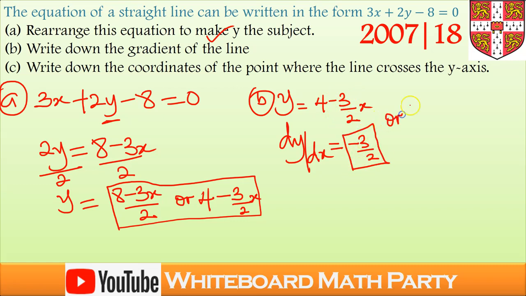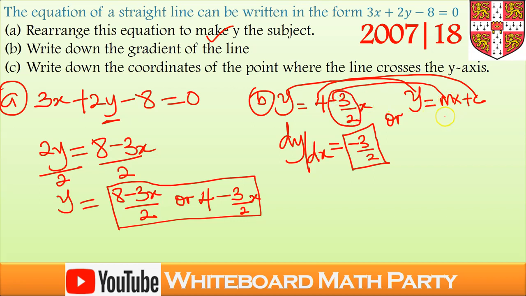Or you can also use the normal equation of a straight line, y is equal to mx plus c. In that case, you will see that this y represents our y here, our c, which is the constant, represents 4, while the mx, the m is the coefficient that stands right here, which is our gradient, negative 3 over 2. So whichever process you apply, you still land at negative 3 over 2. Therefore, we have solved the second question.